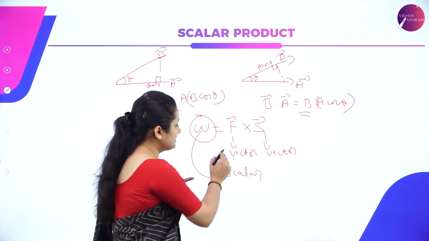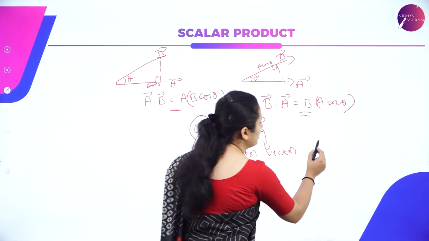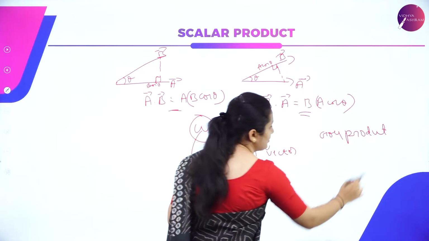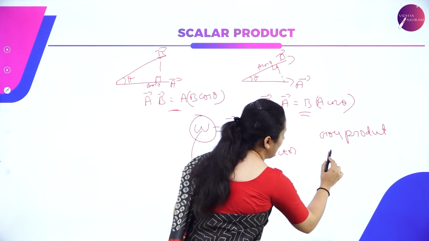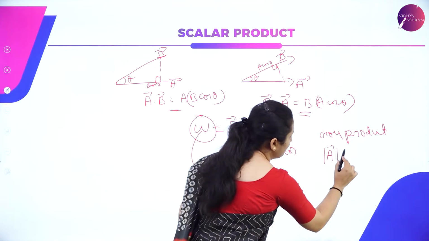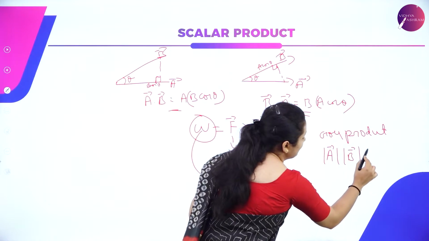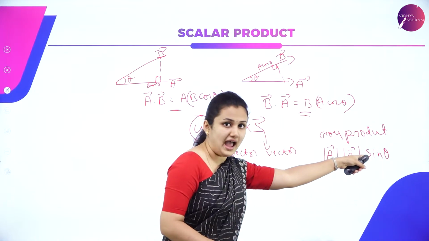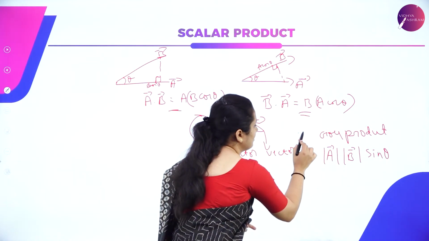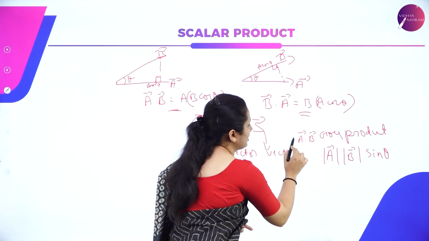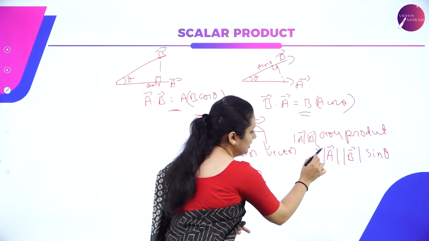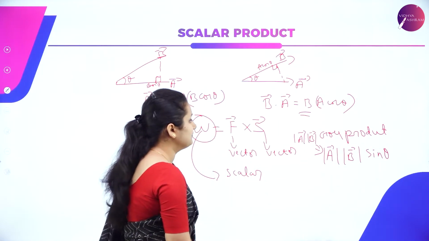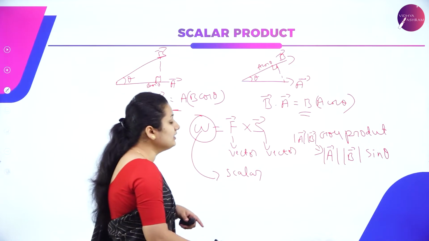So similarly, this is about dot product. Similar to dot product, we have cross product, which I have already told you about. In cross product, we take two vectors A and B. So it will be magnitude of A, magnitude of B, sine of the angle between them. It is not cos, it is sine of the angle between them.